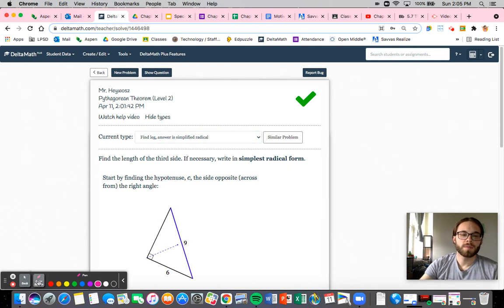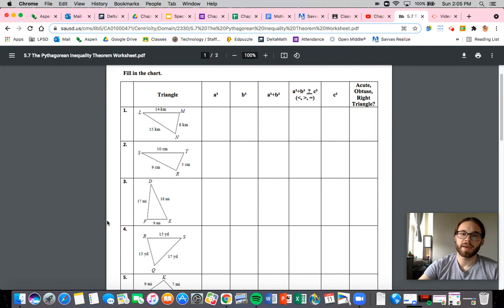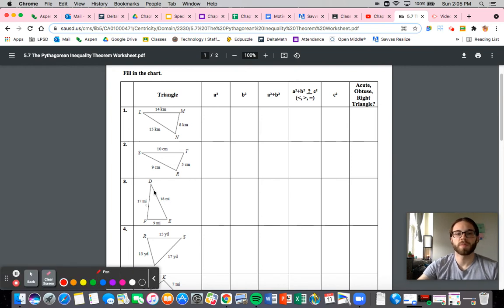All right, so let's do some practice with that. Here I have different triangles, and I'm going to go through the process on them. First of all, we have to figure out what c is. C is the longest side. C is always going to be the longest side. So as long as you have your 3 sides, c is the longest.